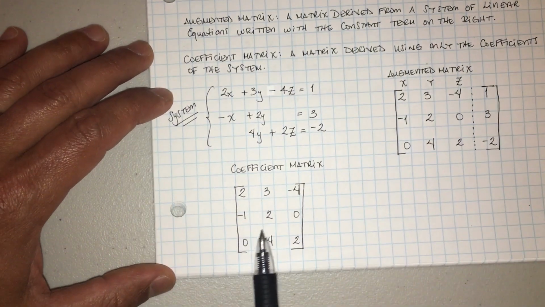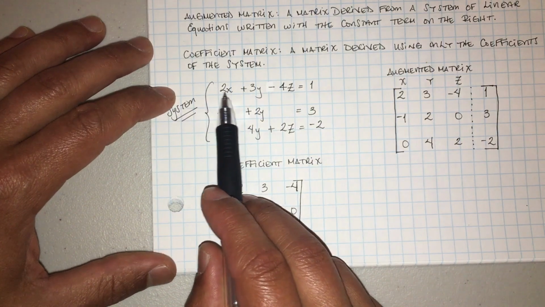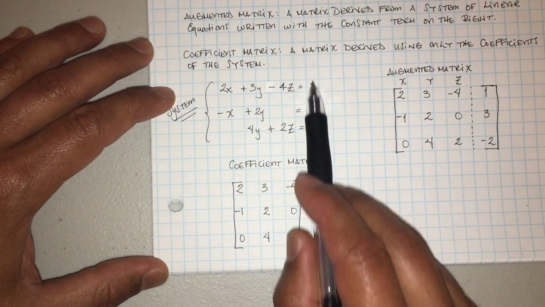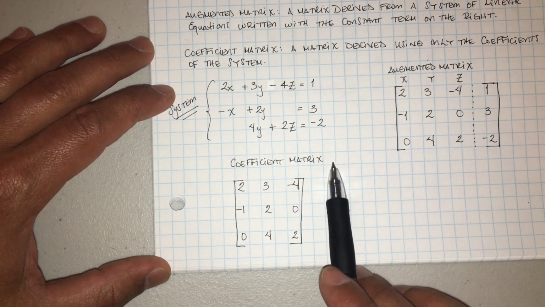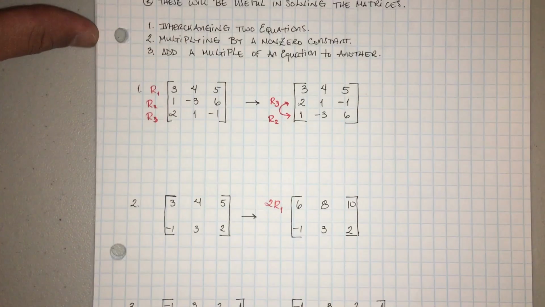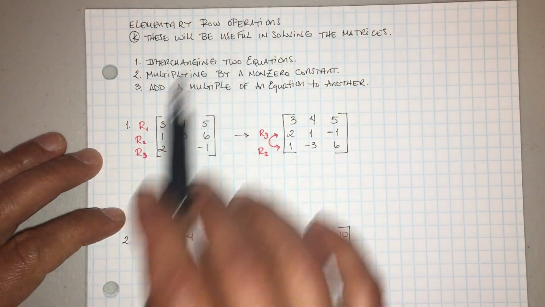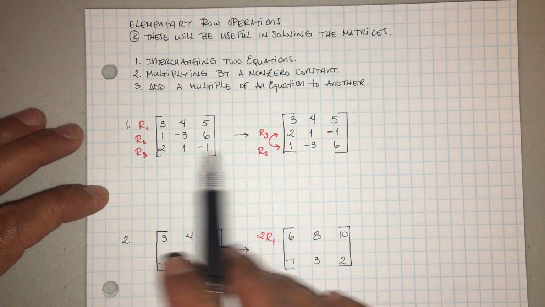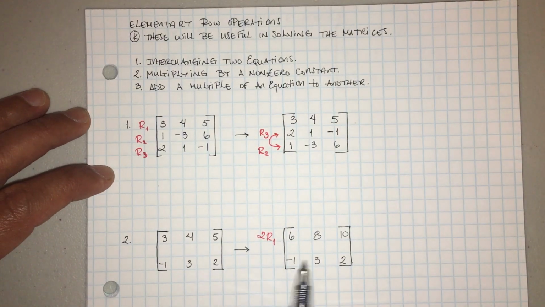The coefficient matrix, if you ever hear that, is just the numbers in front of the variables, without the constants. You'll notice it's exactly the same thing, except it doesn't have the equal sign. And that's it. Now when we're talking about matrices, sometimes we have to manipulate them, for example by adding them to other rows. So we have these elementary row operations, and these are going to be useful in solving matrices later on. I'll give you one example of each.